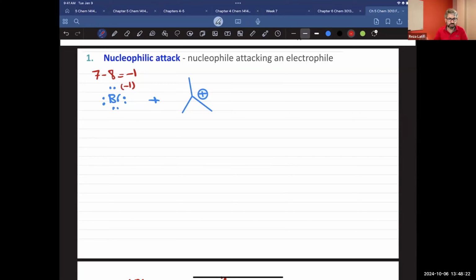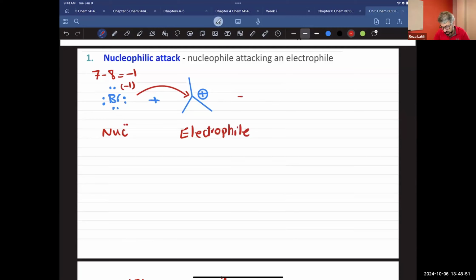We said you always have to keep carbon active. And from the particle that has a lone pair, we draw an arrow pointing to carbon or anything that has a positive charge. Okay, bromine is going to share electrons with carbon. Bromine will be the nucleophile, and carbon will be the electrophile.